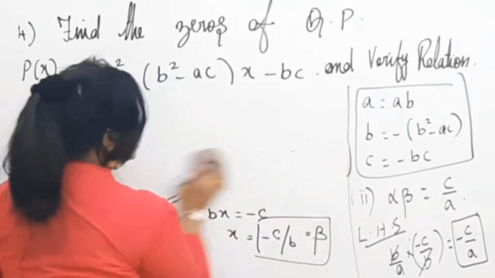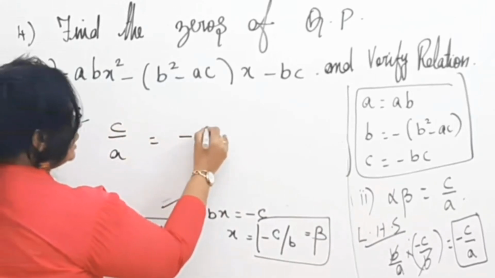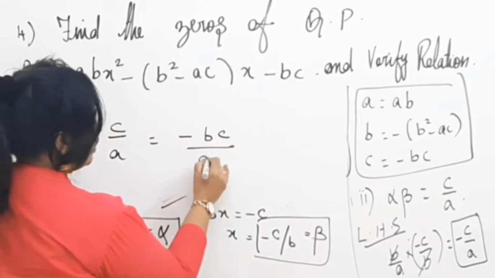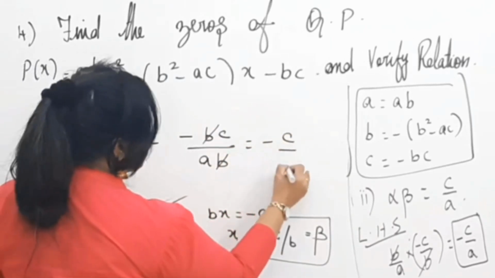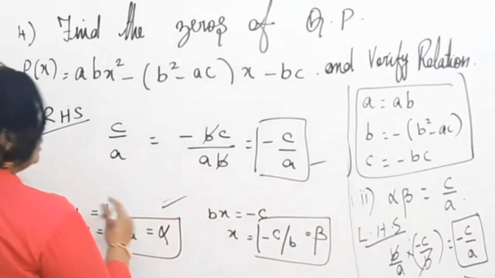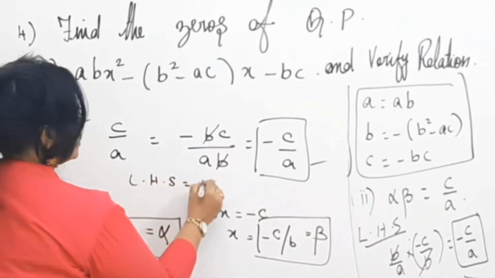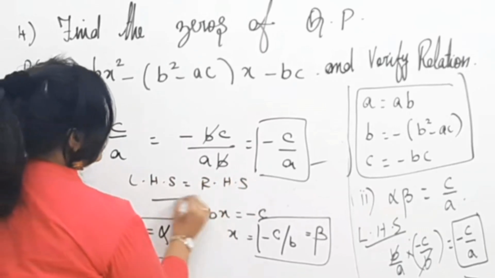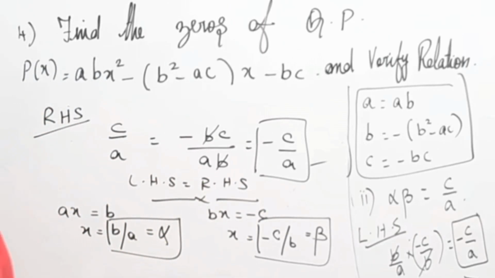So, my RHS is C by A, which is equal to minus BC divided by AB, and B, B again gets cancelled, minus C by A. So, I got both the values equal. That means LHS is equal to RHS. As simple as that. I got it. Hence, the relations are verified. We'll move on to the next question.